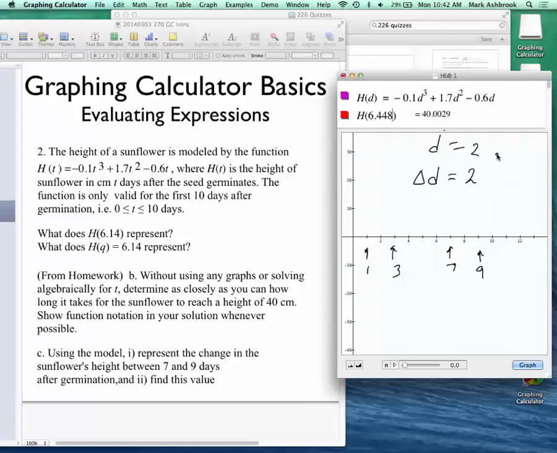Okay. So now we've got a delta D of 2 from 7 to 9, and we want to know how much the height changed when the days changed from 7 to 9. So how am I going to calculate how much the height changed when the number of days changed from 7 to 9?